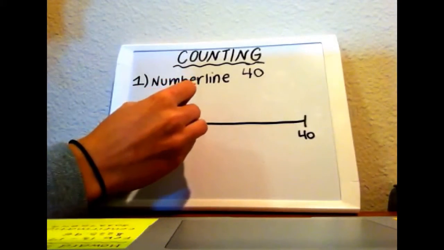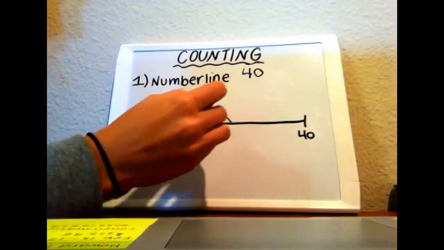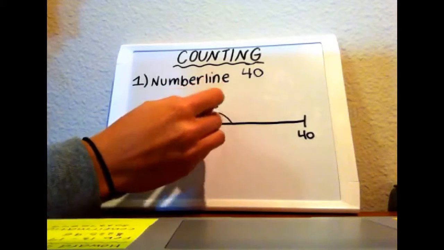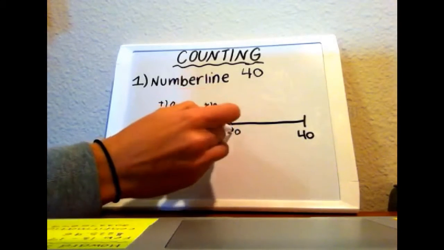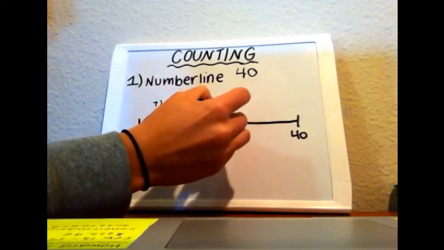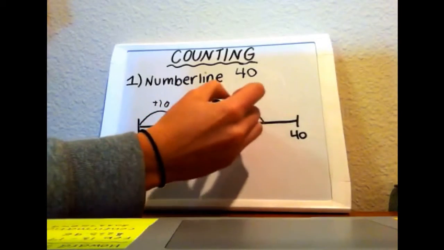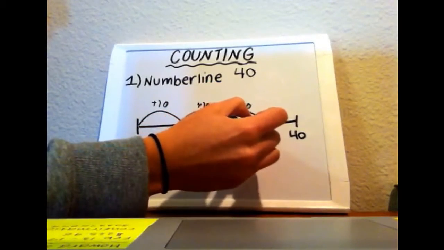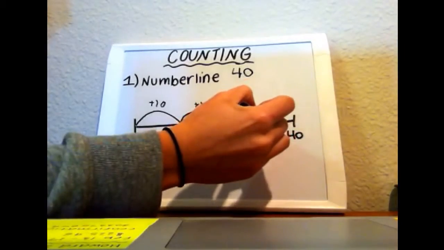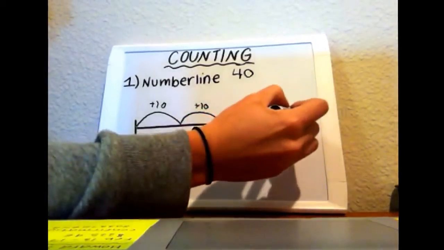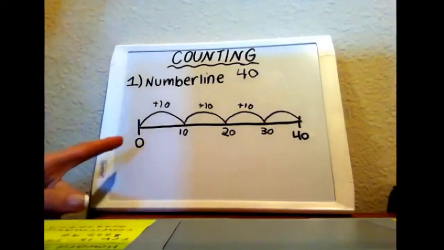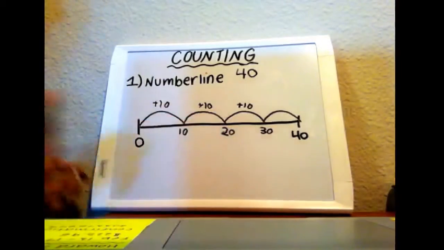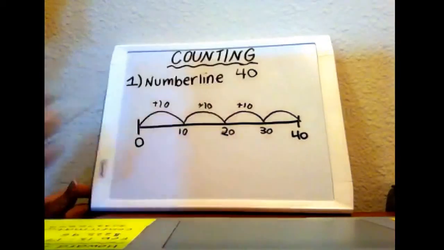The next time, add another 10, which will bring me to 20. Add another 10, which will bring me to 30, and then add the last 10, which will bring you to 40. To review, for this problem, we started at 0 and went to 40 by adding 4 groups of 10.